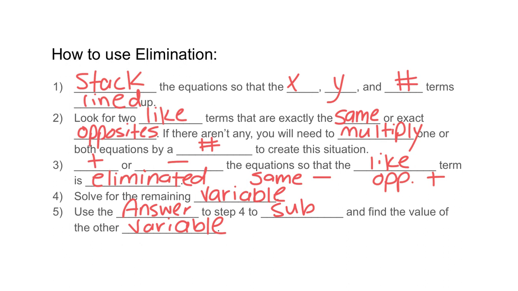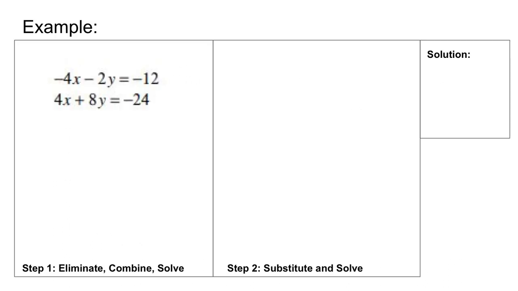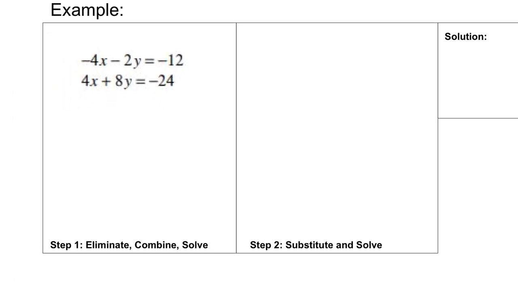So let's look at how this works. Here's an example of a problem we could solve with elimination. X and Y are both on the same side, so this is set up and ready to go already. My x's are on top of x's, my y's are on top of y's, numbers are on top of numbers. I've got the equal sign there. So I've got to look and see if any of my variables are exactly the same or exactly the opposite. If they are, then I know I can eliminate that particular term.